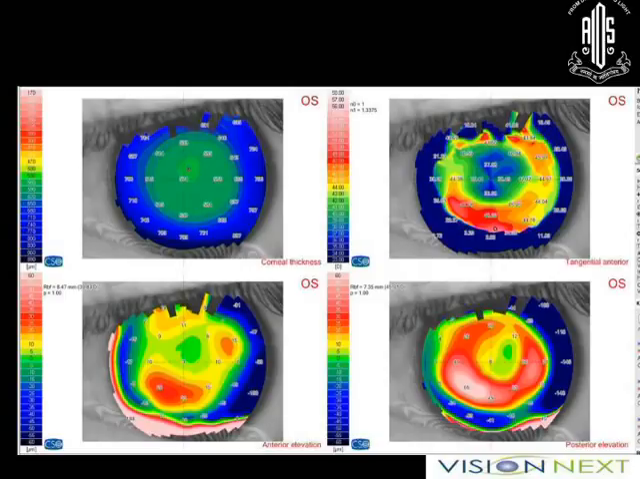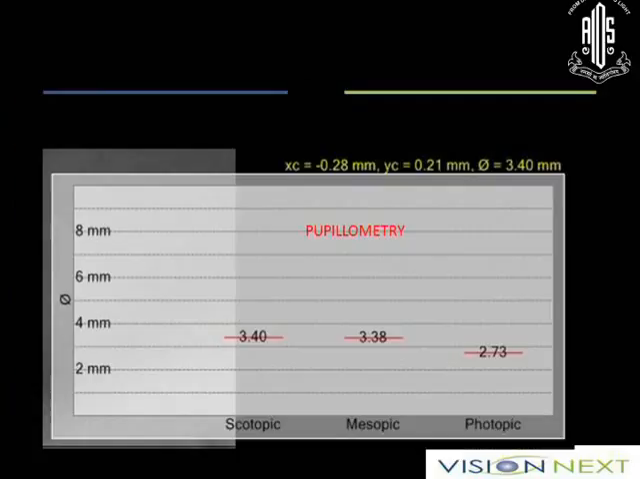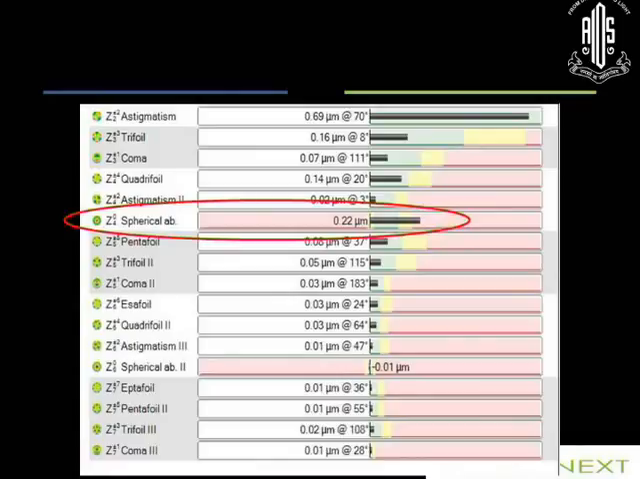This is an initial anterior map. I need you to see this map very clearly because I'm going to discuss this further. These are the K values as given by the topographer. I do pupillometry in all the patients because of the mesopic pupillary size you take, accordingly you take your spherical aberration in the mesopic pupillary area, and it helps you to select which aspheric lens or spherical lens you want to put. Spherical aberration measured on this data using the mesopic pupillary size is 0.22, which is fairly good for such kind of post-RK patients.